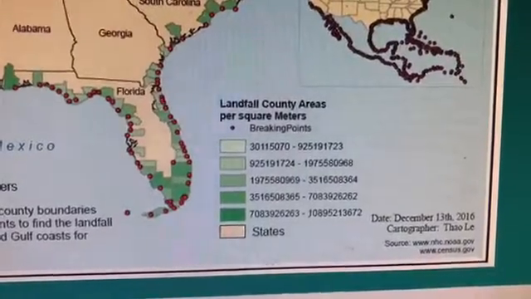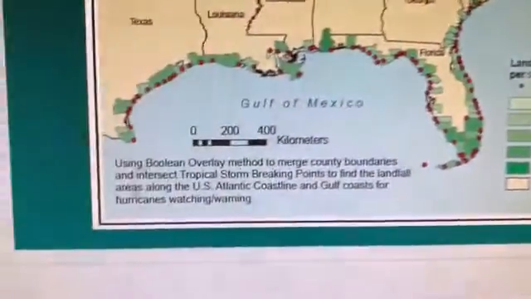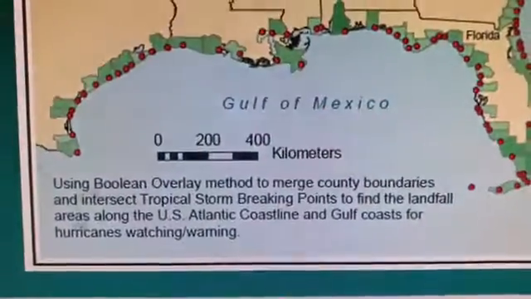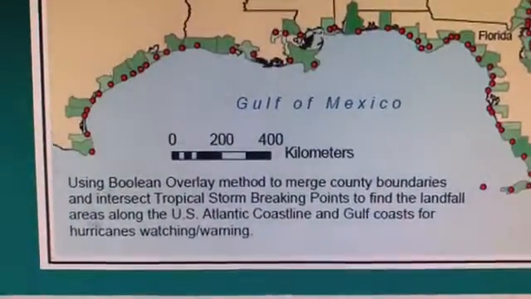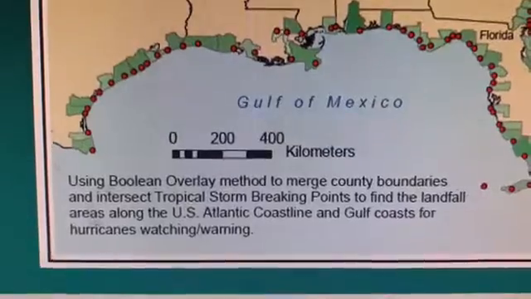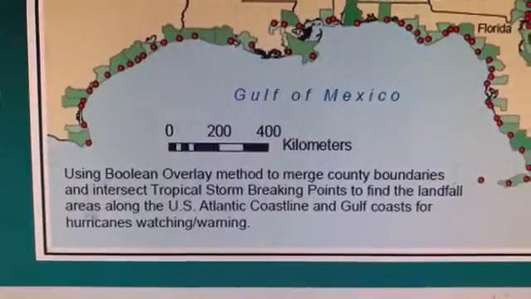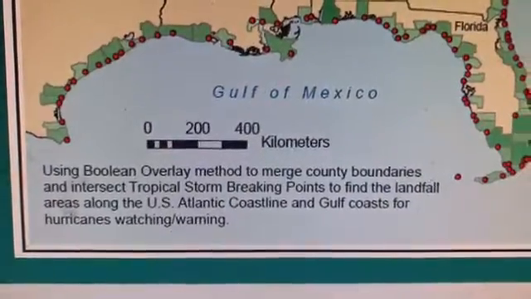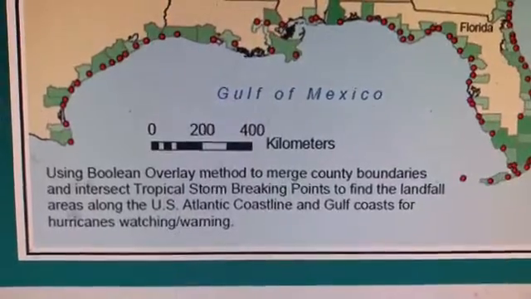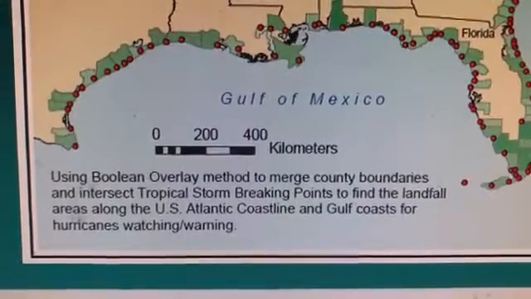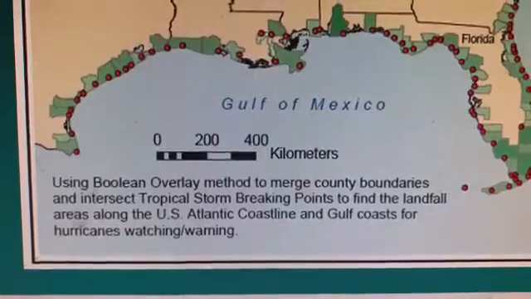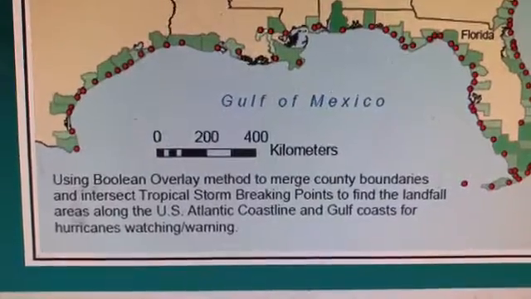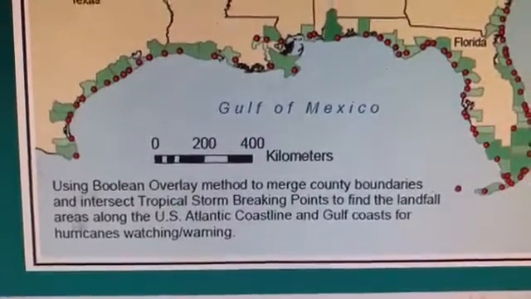Per square meter. Overlay meters help me to mark the county boundary and intersect the tropical storm breaking point to find the landfall area along the U.S. Atlantic coastal line and Gulf Coast for hurricane watching and warning.